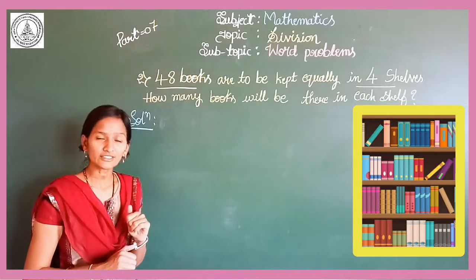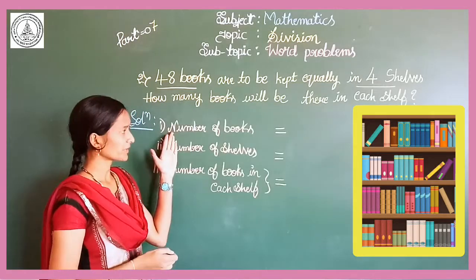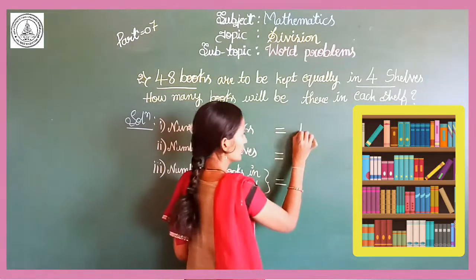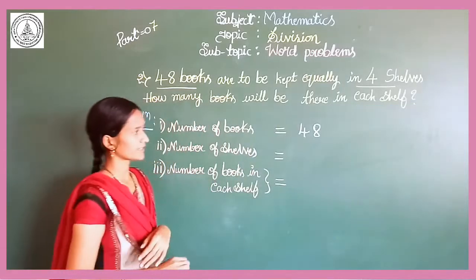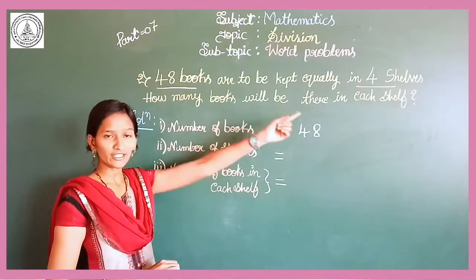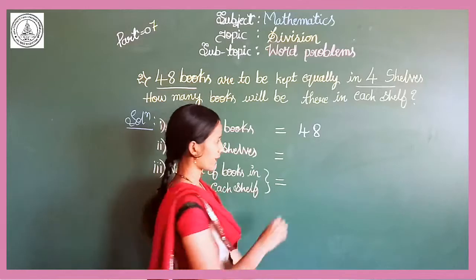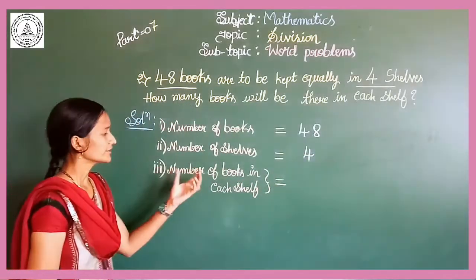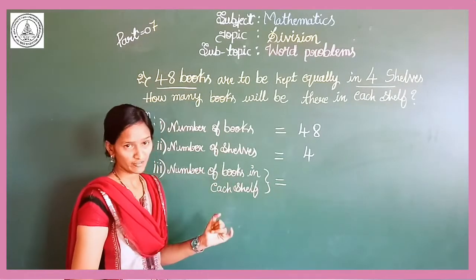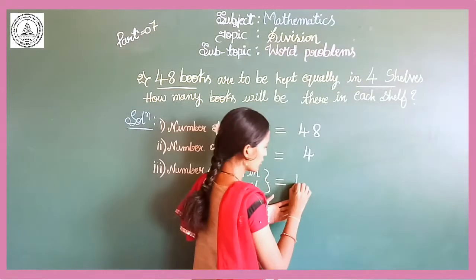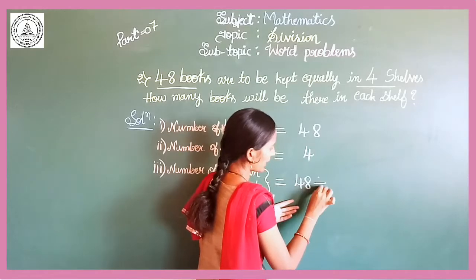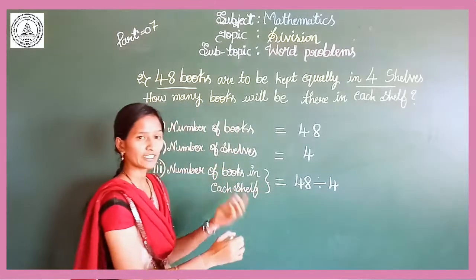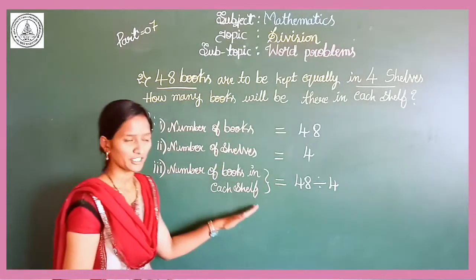So what is our first statement? So students, the first statement is number of books. How many are there? 48. So write down here 48. So next, number of shelves. How many are there? Here are 4 shelves, right? So write down here 4. So in this problem, you have to find out the number of books in each shelf. So now write here 48 divided by 4. 48 divided by 4, then you will get the number of books in each shelf.